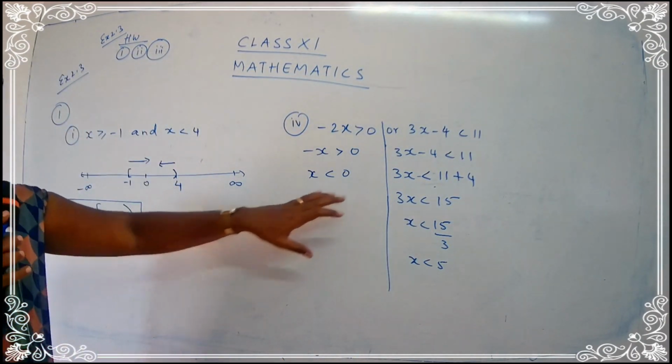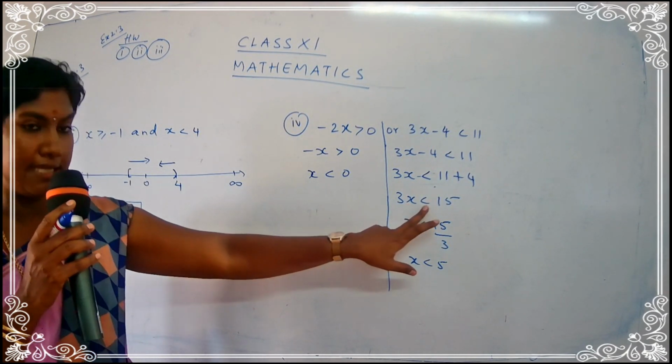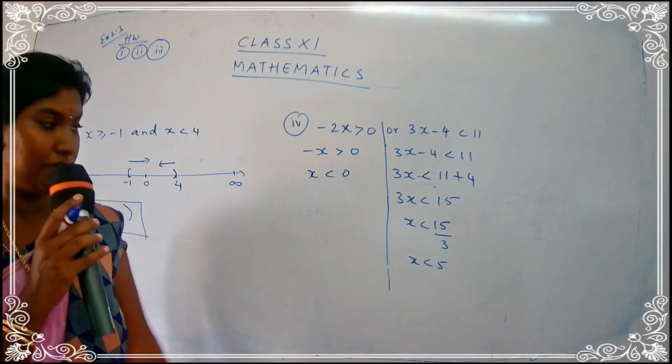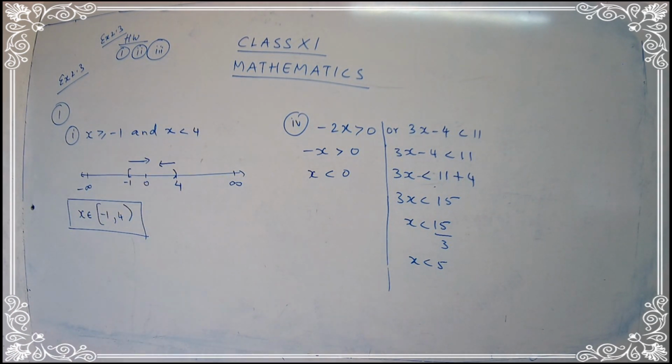A very simple calculation. Minus 4 goes to that side, so plus 4. So 3x less than 15. So x is less than 15 by 3, so you get x is less than 5. Let's draw a number line and let's try to find out the interval notation for the given inequality. Let's go with the answer part, children.